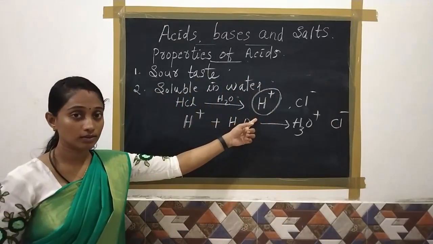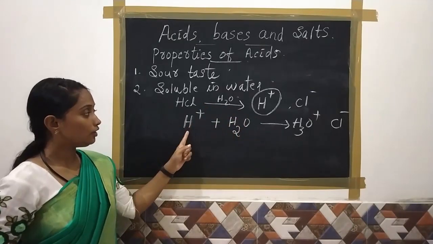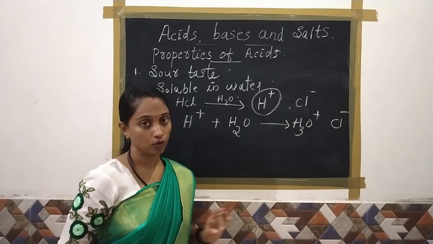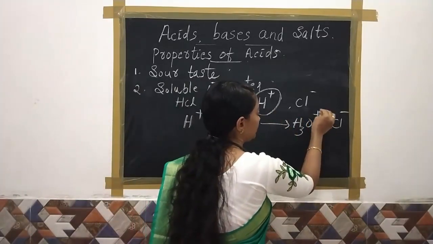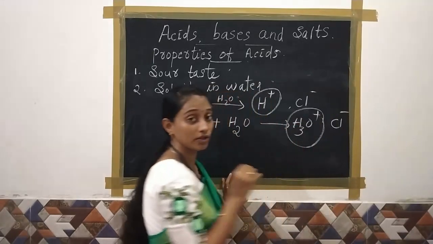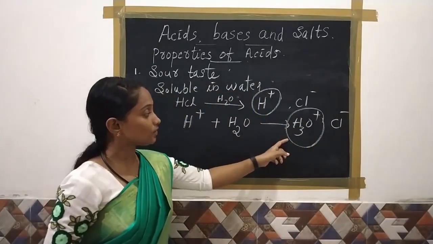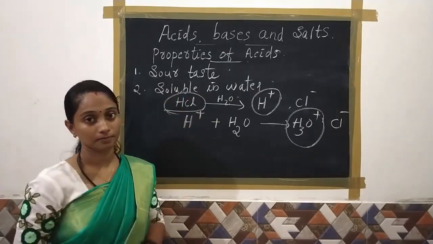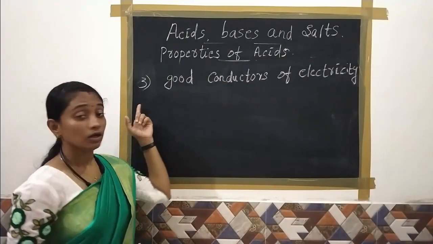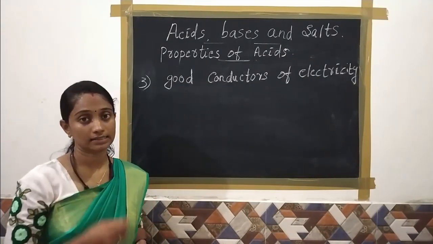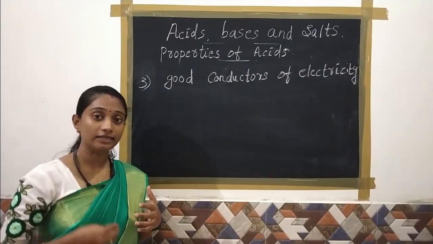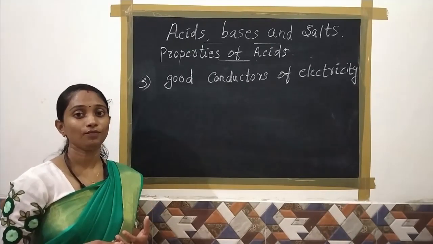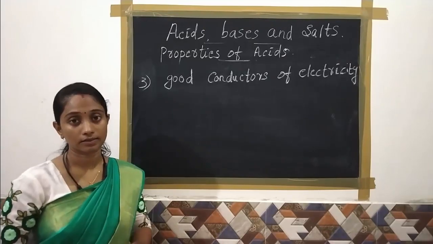The H plus ions cannot exist alone, so they combine with water to produce H3O plus ions and Cl minus. This H3O plus ion is called the hydronium ion. By the presence of these H3O plus ions, we can say HCl is an acid. Third property: all acids are good conductors of electricity. When acids are dissolved in water, they produce ions, and the presence of these ions conducts electricity.